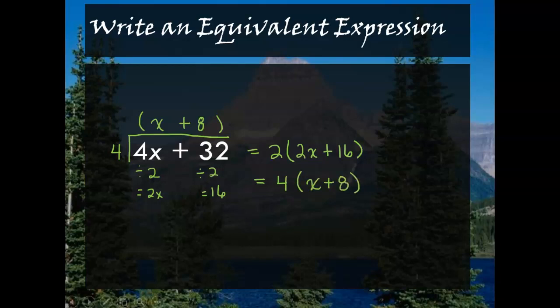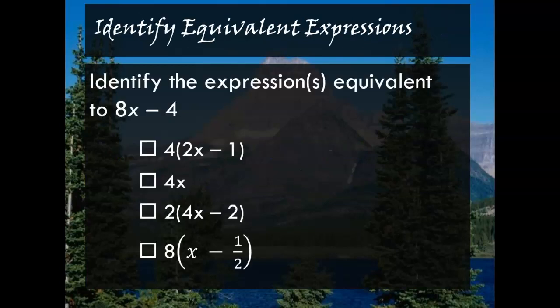If we were factoring this to solve some type of algebraic equation, we'd probably want the 4 times the quantity x plus 8 because that's the greatest common factor, but it is important to note that it's not the only equivalent expression. Let's identify the expressions that are equivalent to 8x minus 4.